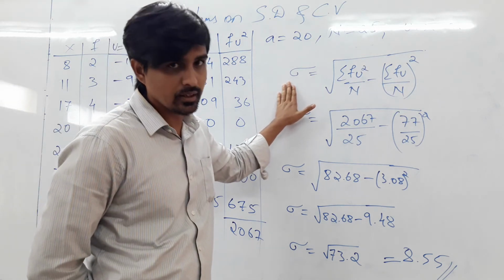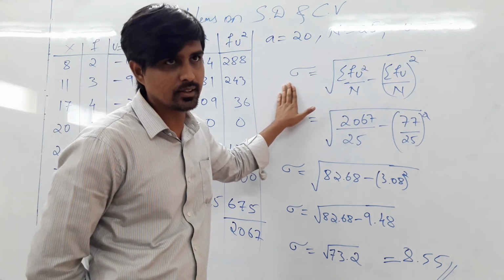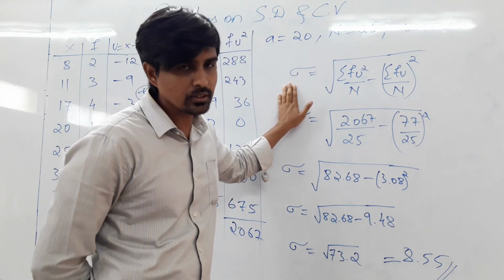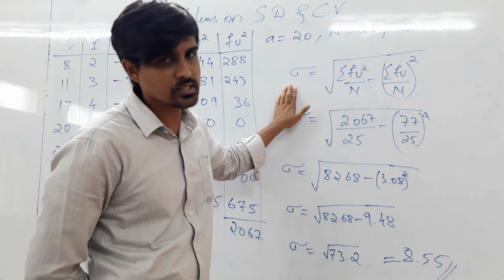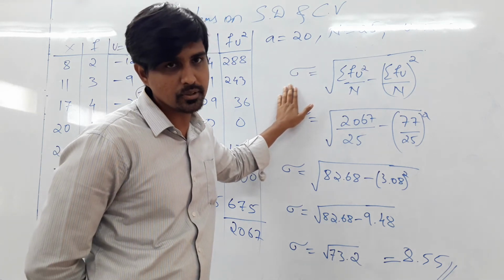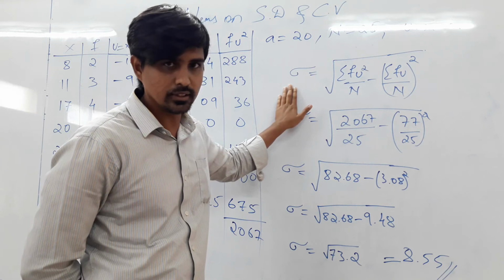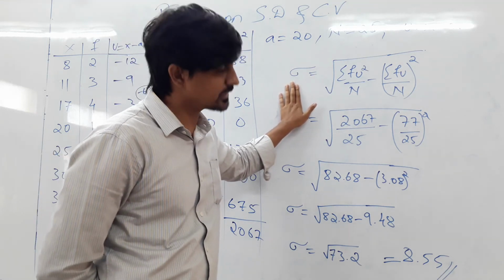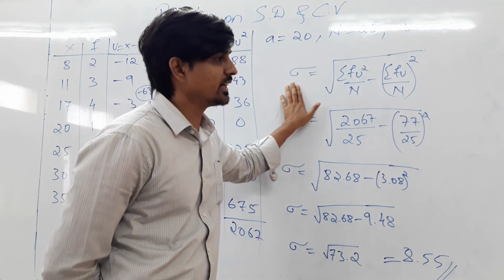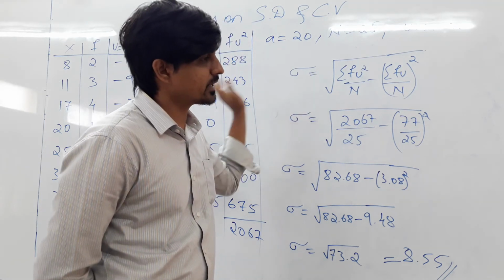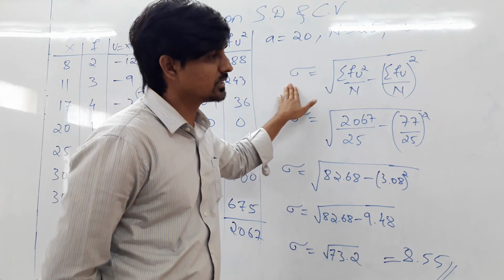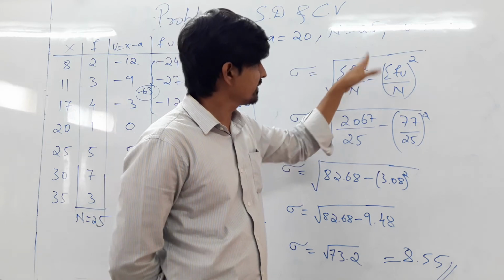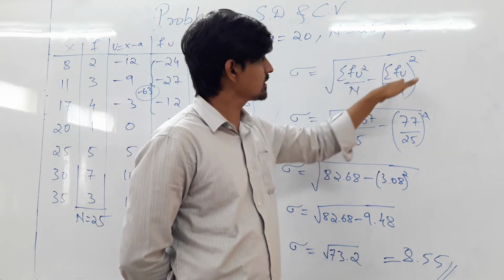I am just telling you one thing again and again. If you remember the formulas, you can solve the sums. And if you don't remember the formula, then you cannot solve the sum. Now, what is the formula to calculate standard deviation for discrete data, which is grouped and given in the form of x and f? Formula: standard deviation is equal to under root of summation fu square by n minus summation fu by n whole square.